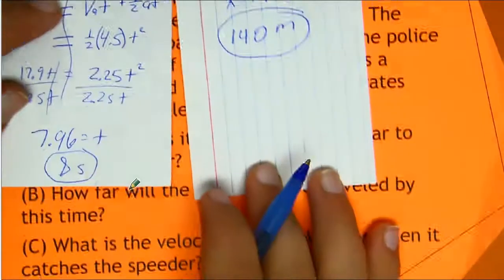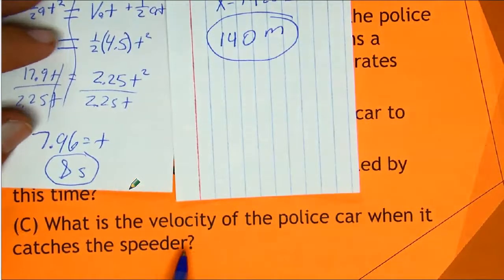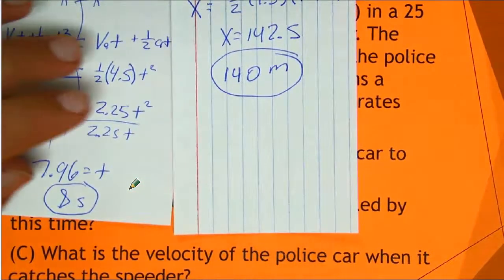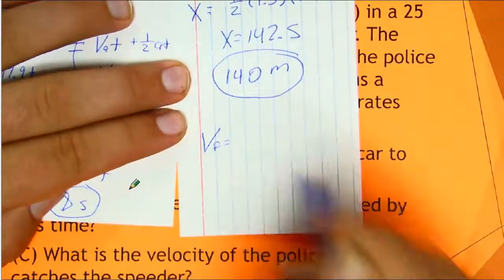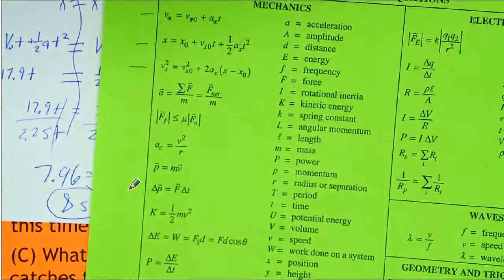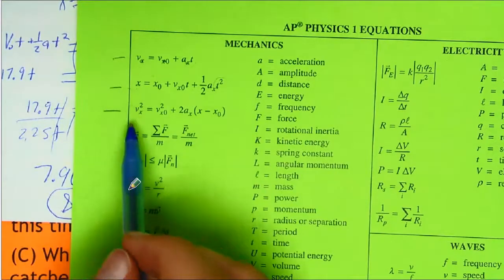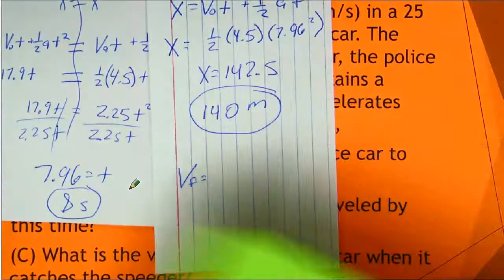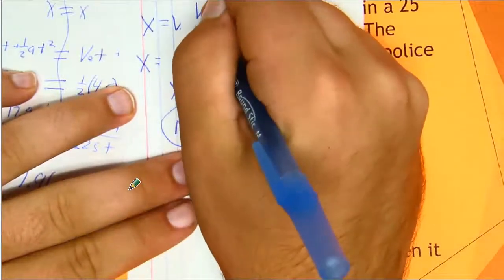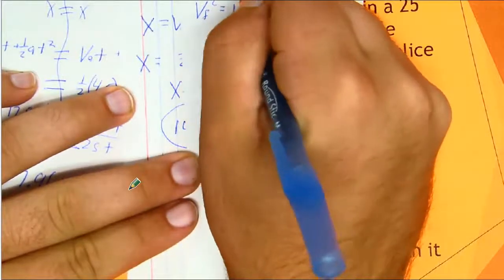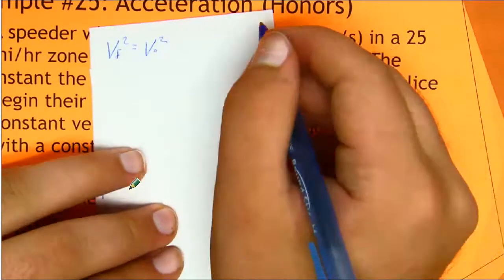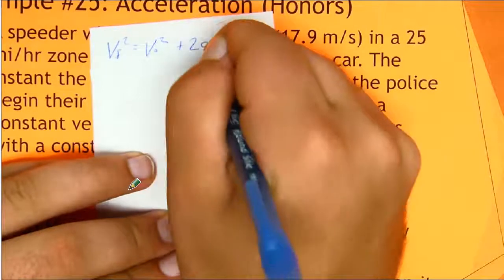And then the third question says, what is the velocity of the police car when it reaches the speeder? All right, so I need to solve for my final velocity. That's what it's asking for. When it's asking for final velocity, which equation am I going to use? I'm going to use my final velocity equation. So let me plug it in real quick. My velocity final squared is equal to my velocity initial squared plus 2a delta x.